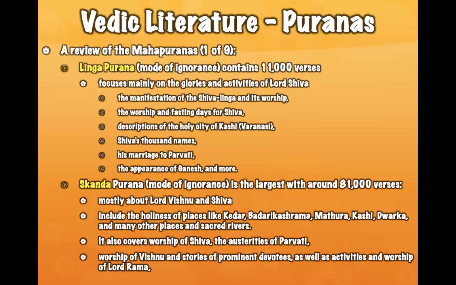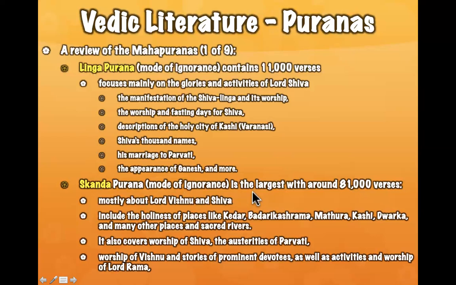So many of Lord Shiva's devotees go there to die. They leave their bodies in Kashi. It is said that when one leaves their body in Kashi and is a devotee of Shiva, he will come and chant the name of Ram into the ear of the devotee at the end. It's a very powerful place. Shiva's 1,000 names, marriage to Parvati, the appearance of Ganesh, and that's the Linga Puran.